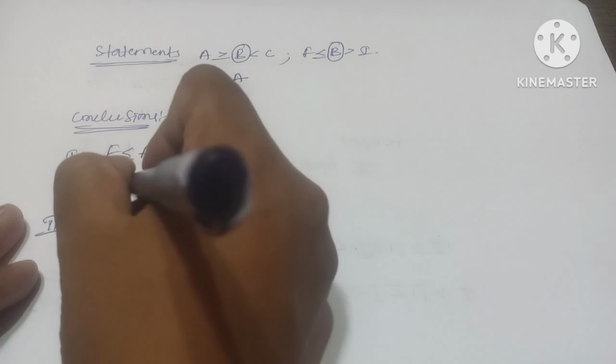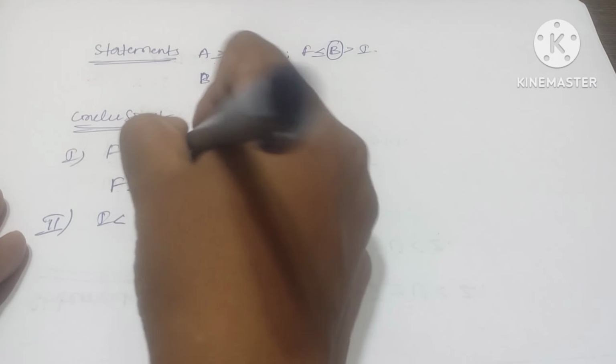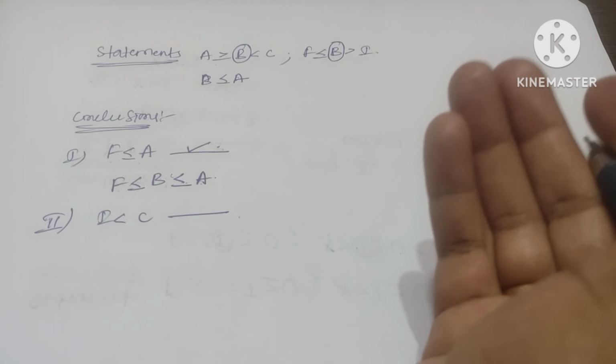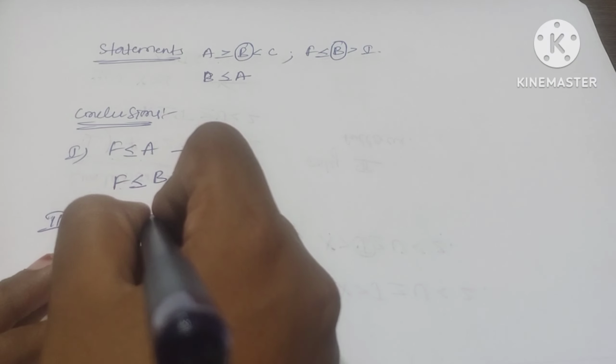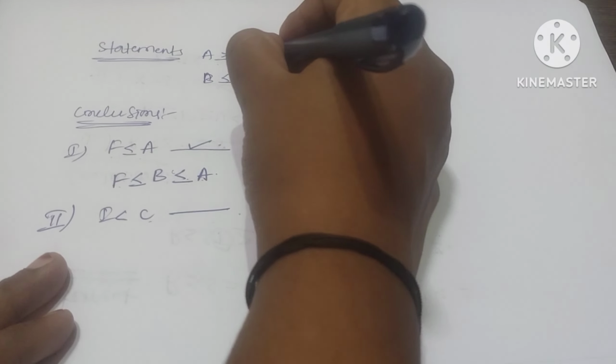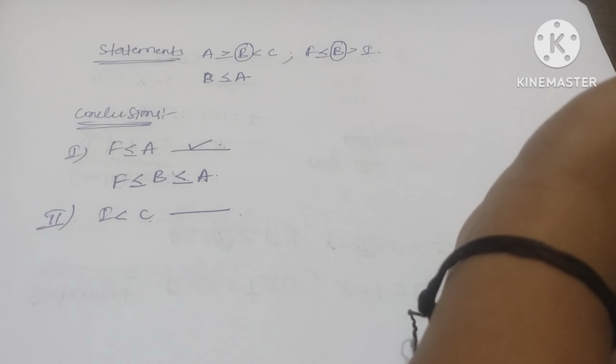So, F is less than or equals to A follows. In between F and A, both the symbols are less than or equals to. So, F less than or equals to A follows. Now, second conclusion. I is less than C. I is here, C is here. Both the letters are in different statements.